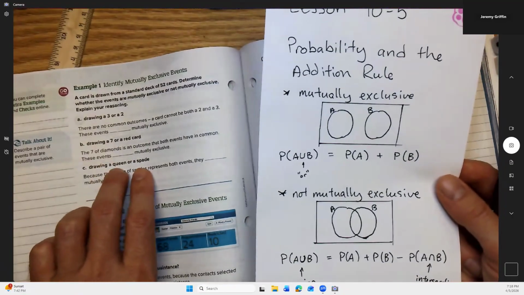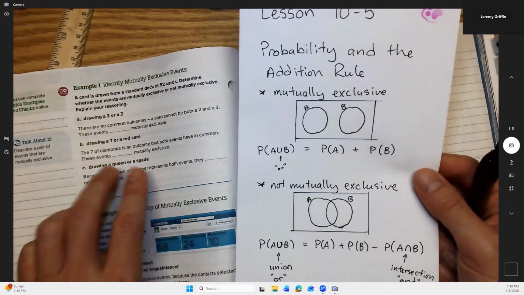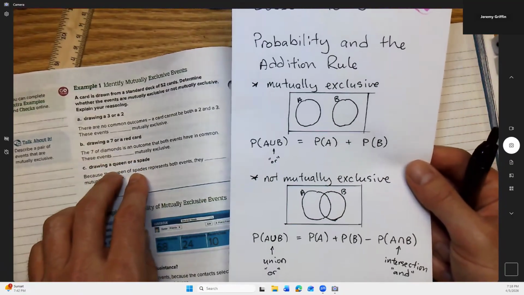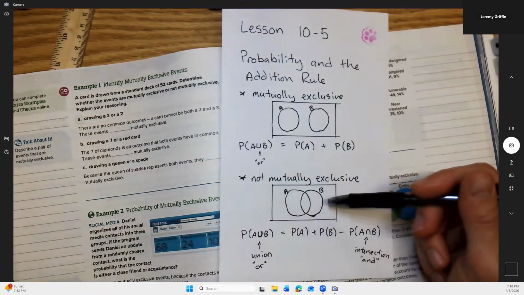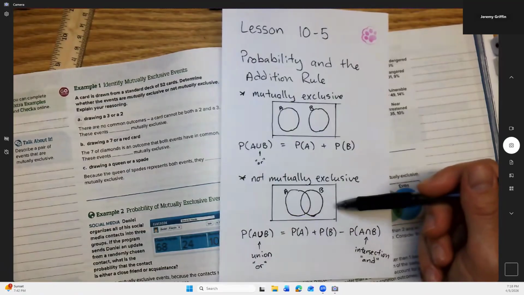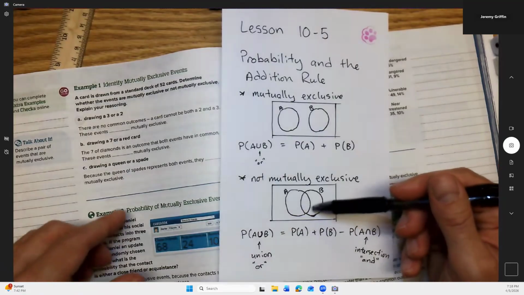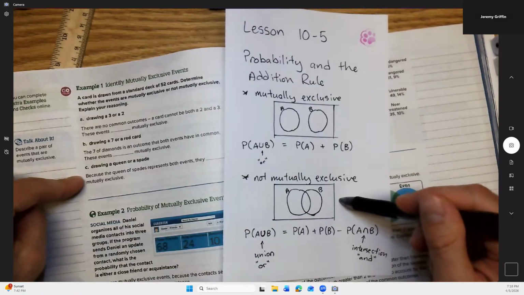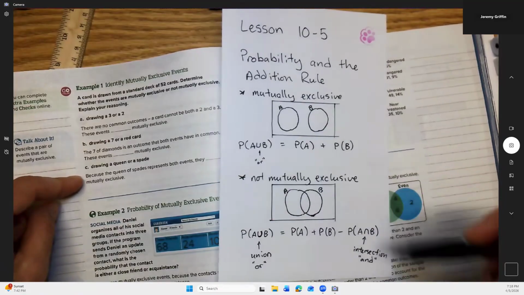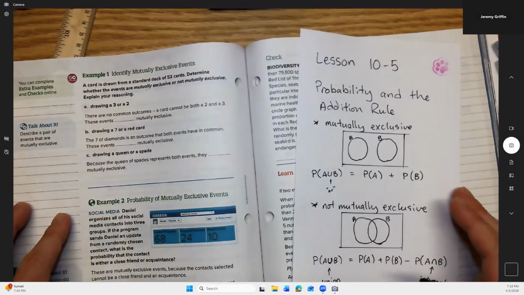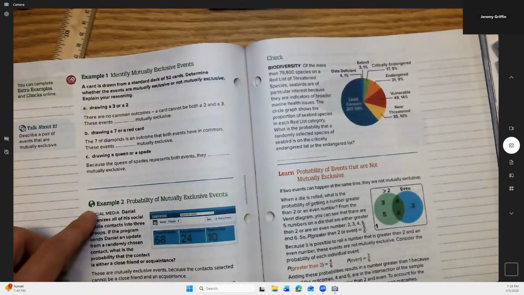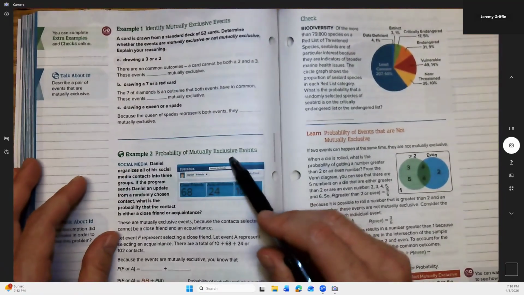How about queen or spade? I think that would also be not mutually exclusive because there is a queen of spades, and there are queens that are not spades, and there are spades that are not queens, and of course there are other cards that are neither queen nor spade. But there's some overlap. So I would say queen or spade would also be not mutually exclusive. There you go. Example two, probability of mutually exclusive events.